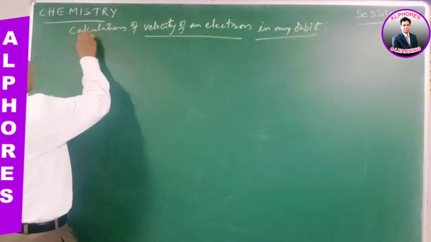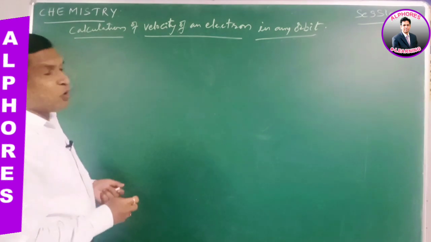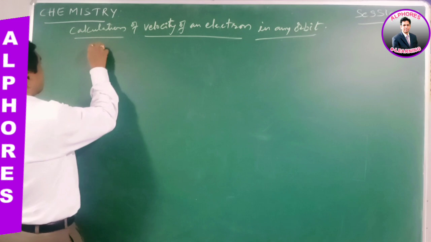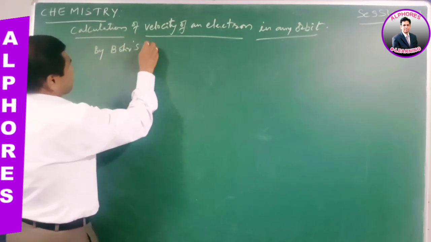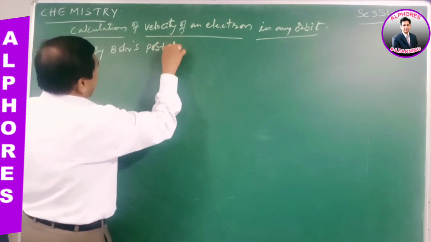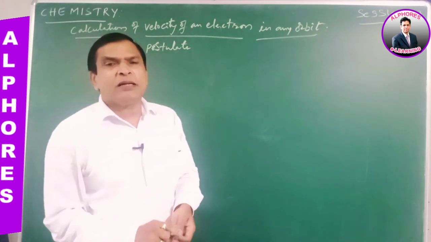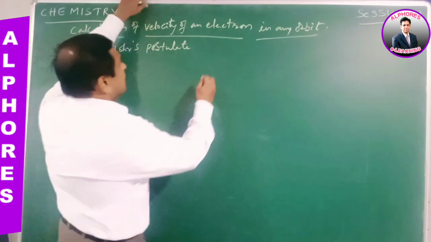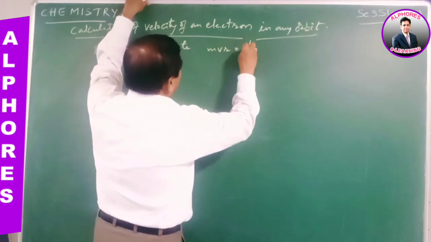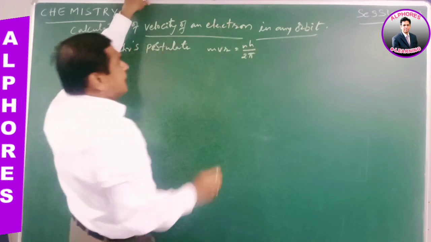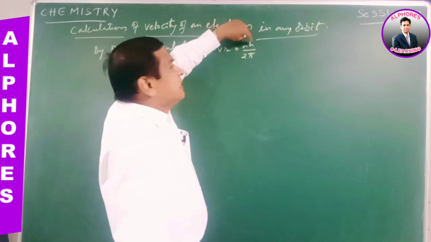Calculation of velocity of electron in any orbit. According to Bohr's postulates, the angular momentum of an electron is equal to the integral multiple of h by 2 pi. That is, mvr is equal to nh by 2 pi. So mvr, the angular momentum of the electron, is equal to an integral multiple of h by 2 pi.